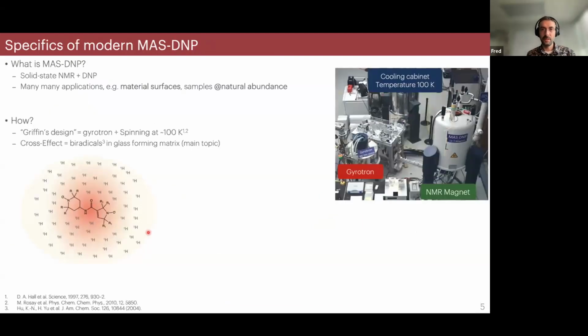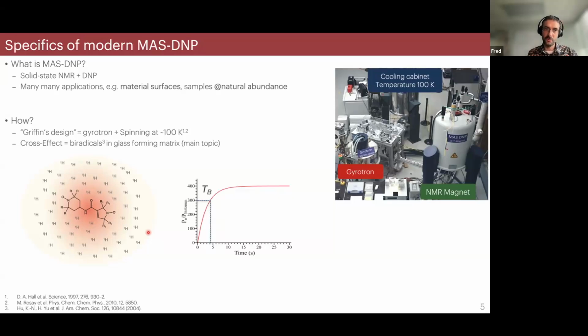So MAS-DNP is basically magic angle spinning and DNP combined together. And that has really enabled a plethora of experiments that were previously impossible. We can now look at samples with nuclear spins at very low concentration. The way most of us do it is using what I call the Griffin design, where you use a gyrotron to generate the microwaves. You cool your sample to about 100 Kelvin and you spin it at this temperature. And you also use biradicals, which also come from Griffin's design in a way, to generate the nuclear hyperpolarization.